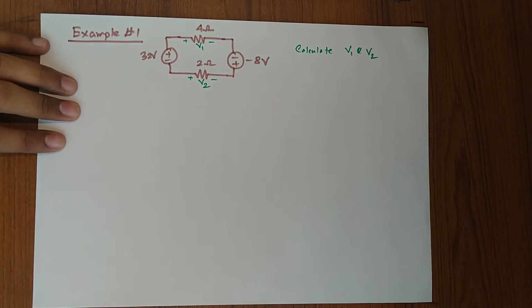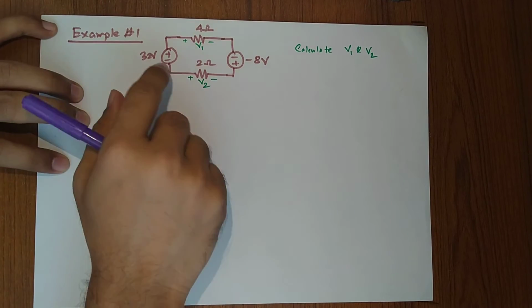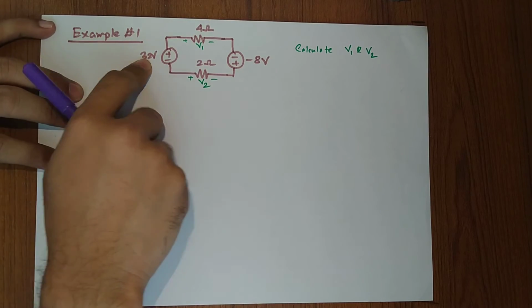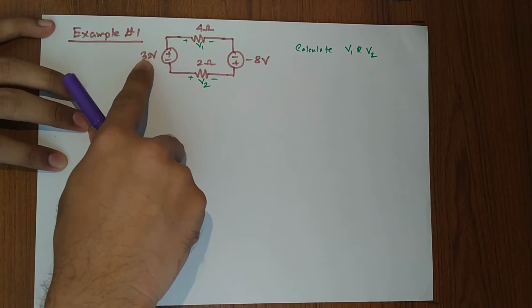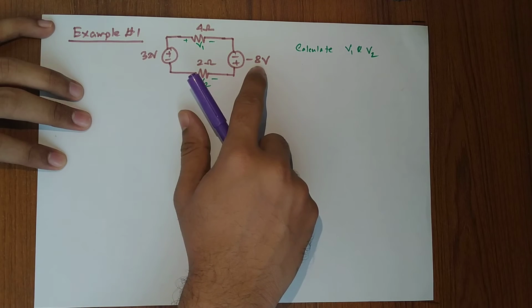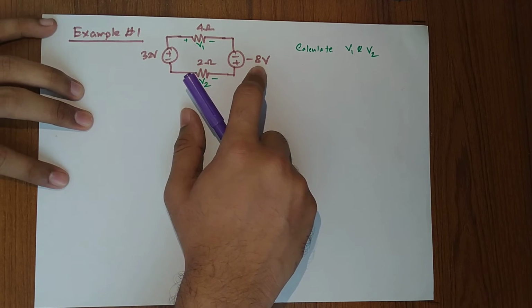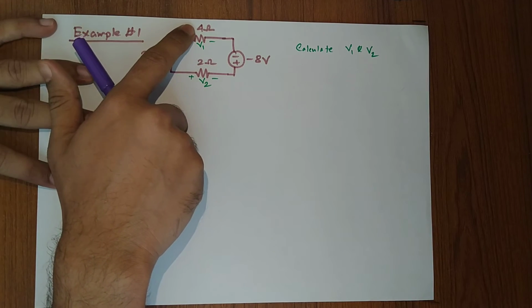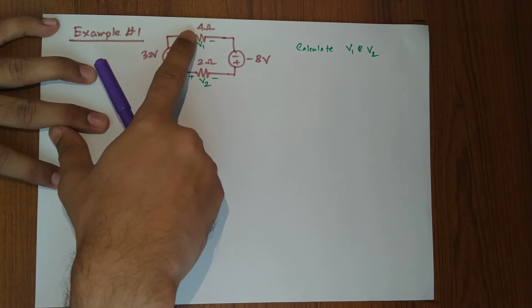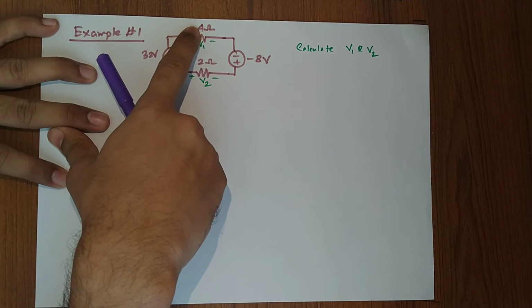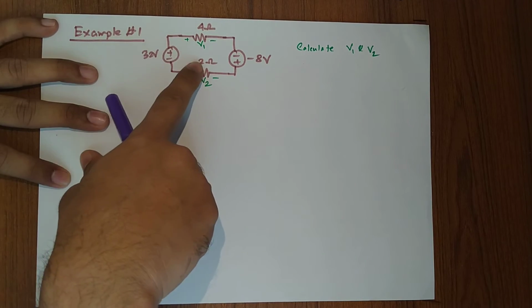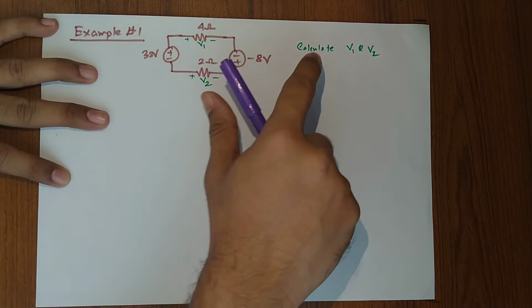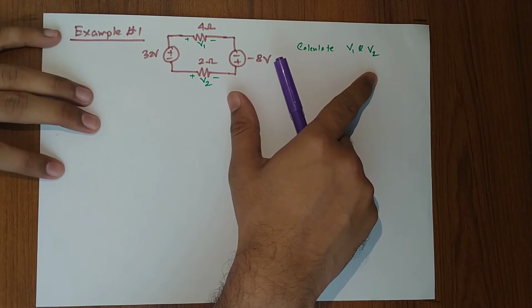Students, see, this is example 1 and this is the loop. There are 2 voltage sources. This is a 32 volt source and this is a minus 8 volt voltage source. Here is a 4 ohm resistor and this is a 2 ohm resistor. The voltage drop across the 4 ohm is V1 and the voltage drop across the 2 ohm is V2. You have to calculate V1 and V2.